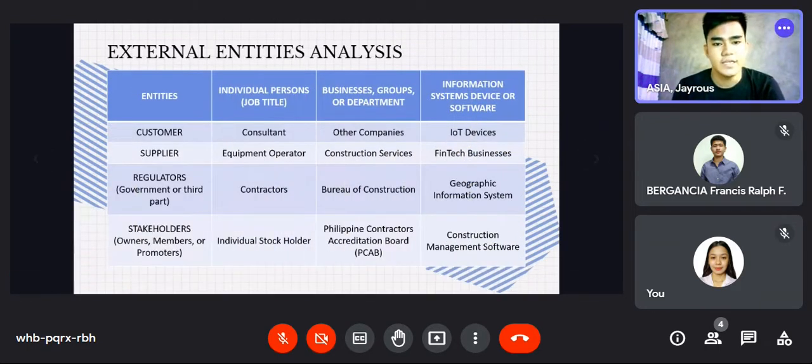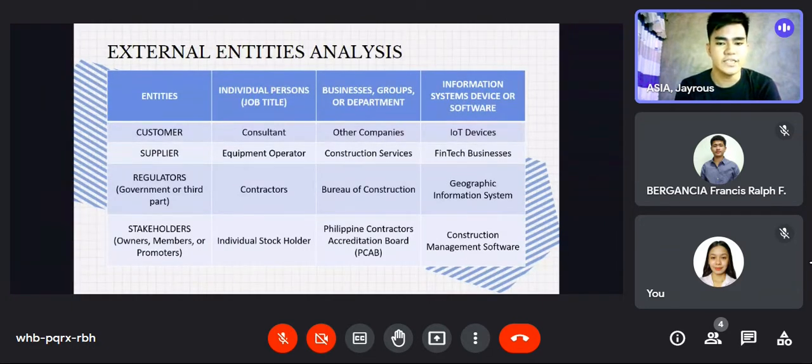For this slide, I will be discussing the external entities analysis. We came up with this based on the industry class service analysis, which has 4 columns: the entities, the individual person or job title, businesses, groups or department, and lastly the information system device or software. Under the first column, which is the entities, we have the customers, suppliers, regulators such as government or third party, and stakeholders such as owner, member, or promoters.